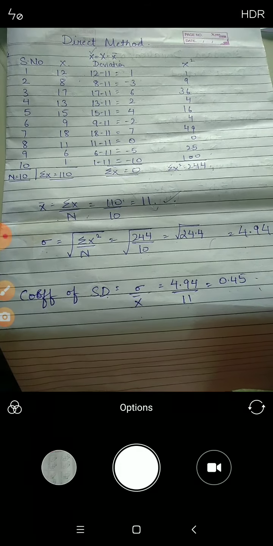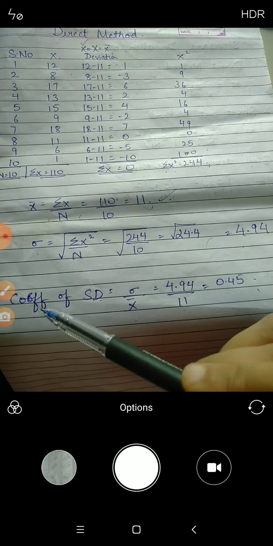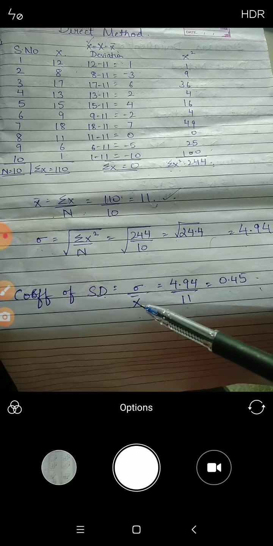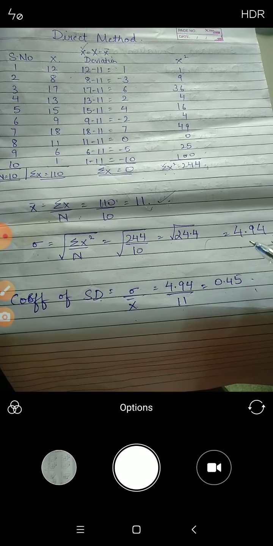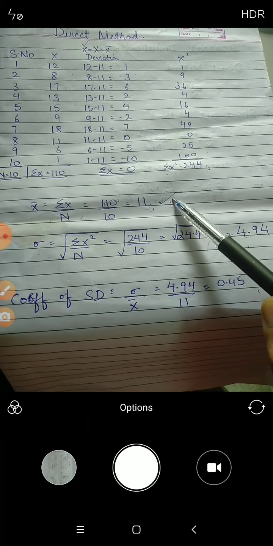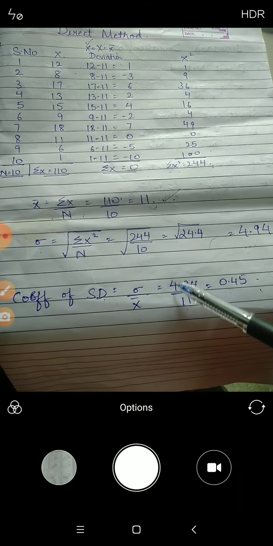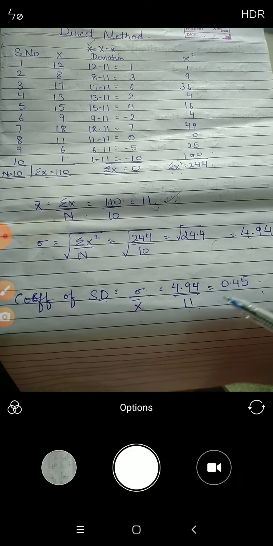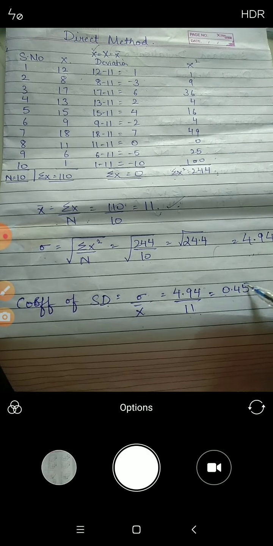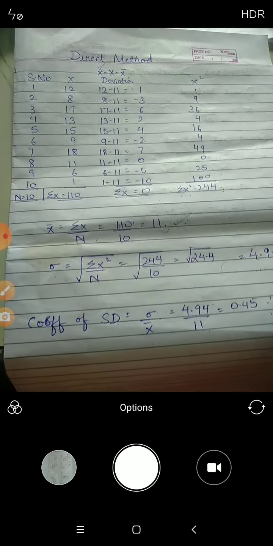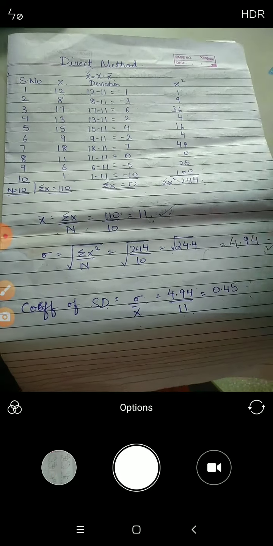Clear? Then from this standard deviation, we can find out the coefficient. Coefficient of standard deviation is equal to standard deviation divided by mean. We have already calculated the standard deviation. We have the value of mean as well. Substituting the values, the coefficient is equal to 4.94 divided by 11, which is equal to 0.45. So this is the value of the coefficient of standard deviation. This is in the case of the direct method.